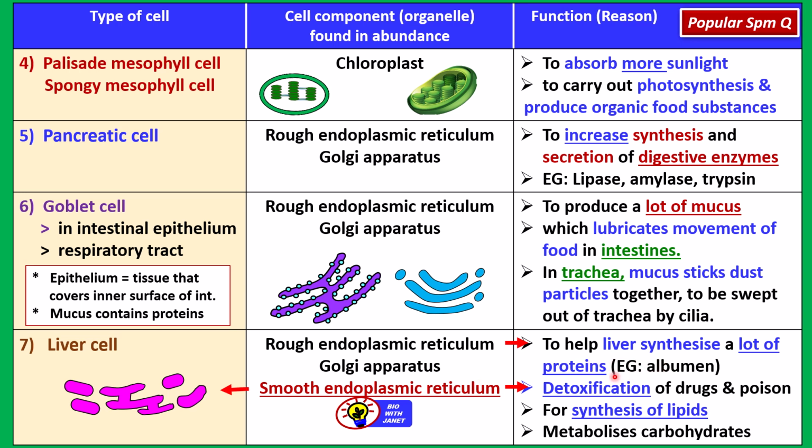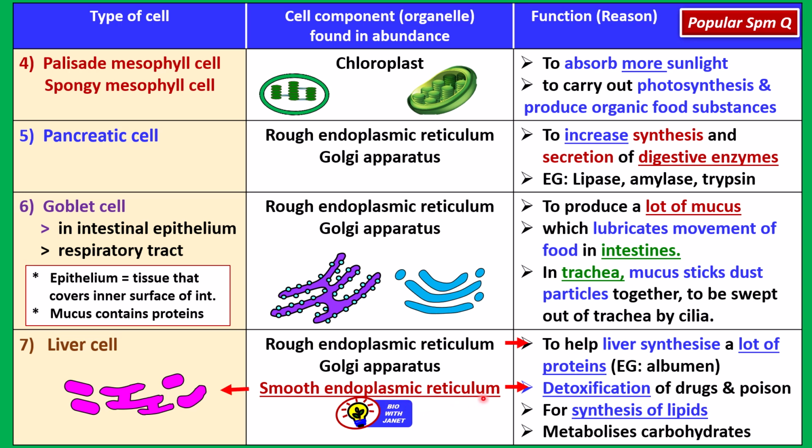Now, liver cells contain a lot of rough endoplasmic reticulum and Golgi apparatus to help the liver synthesize a lot of proteins like albumin. So, the liver also produces proteins, but different proteins from the pancreatic cells. Okay, and so to produce proteins, the cells must have a lot of rough endoplasmic reticulum and a lot of Golgi apparatus.